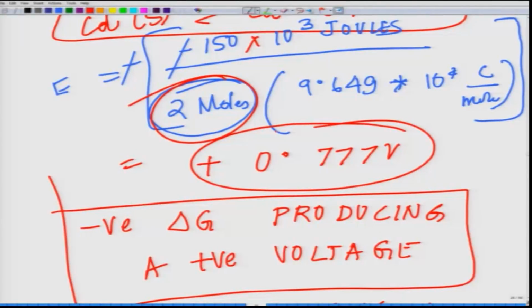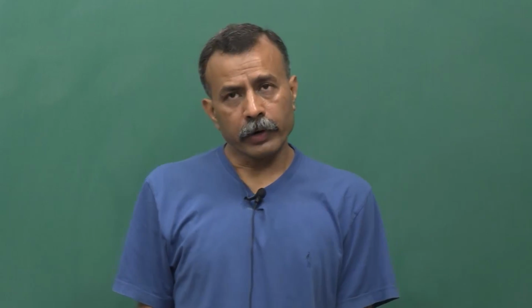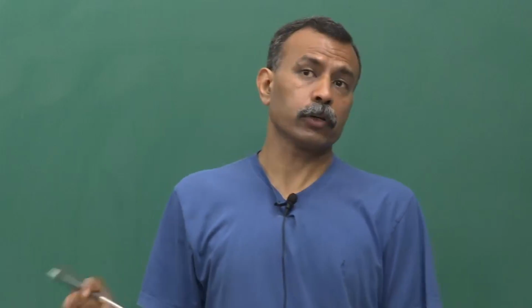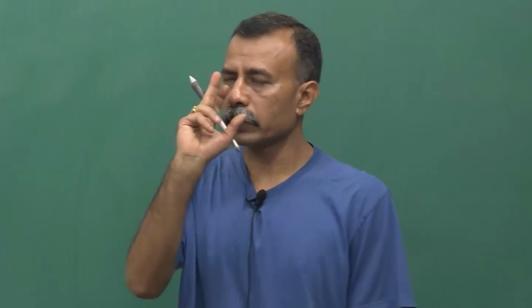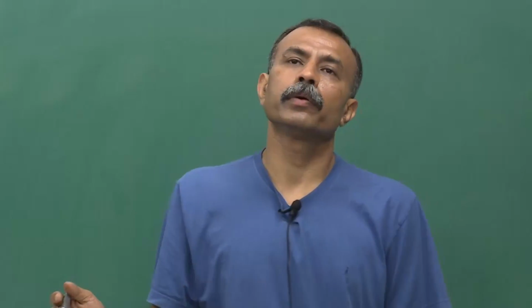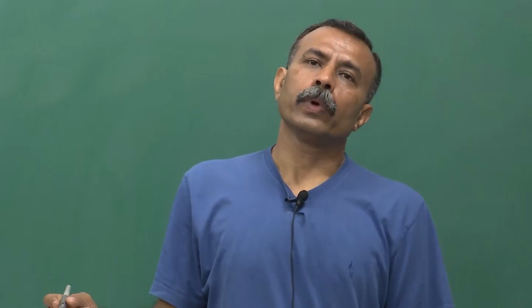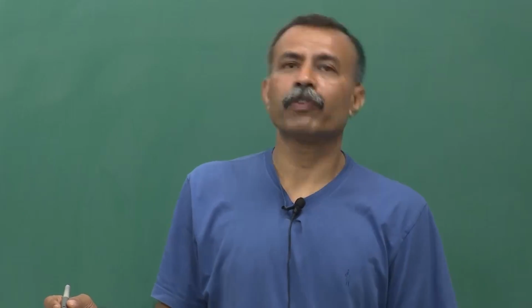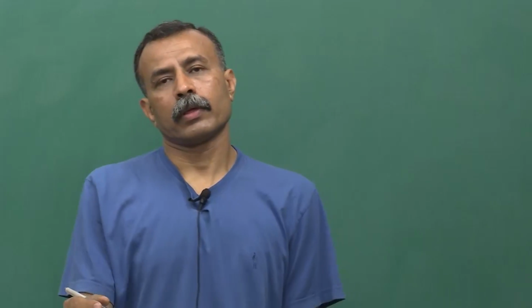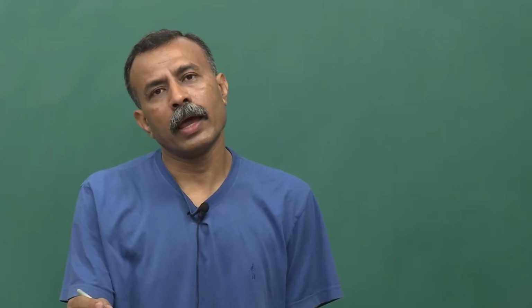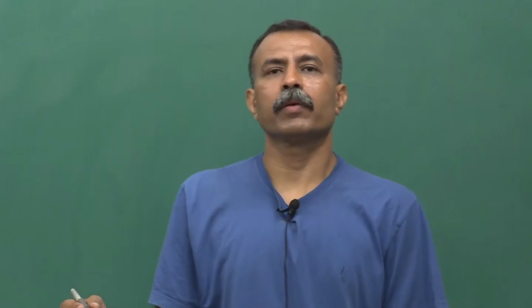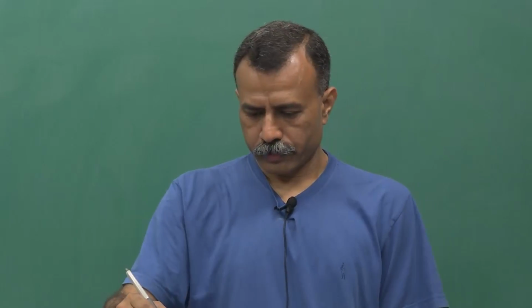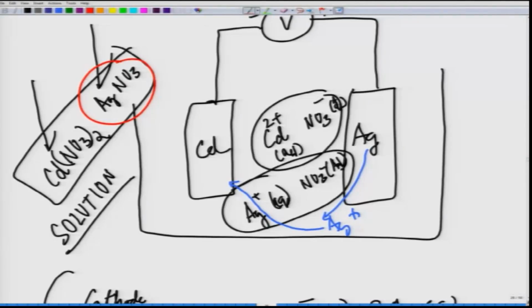Then we talked about a third case scenario, where we had a silver electrode and a cadmium electrode, no more silver chloride. Remember, a silver electrode and a cadmium electrode, and we dissolve them in two different electrolytes, AgNO3 and cadmium nitrate, CdNO3.